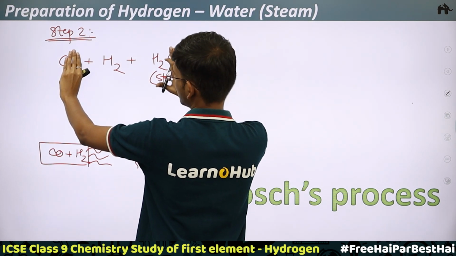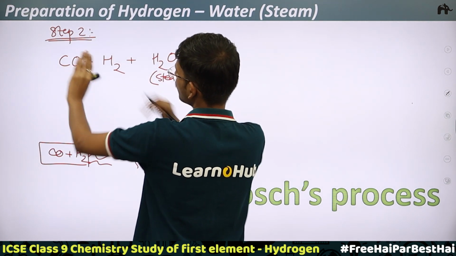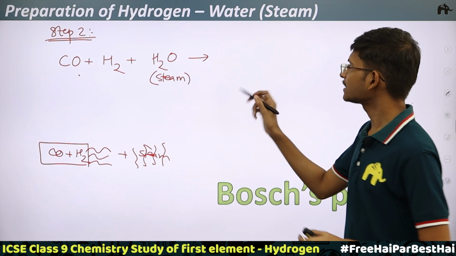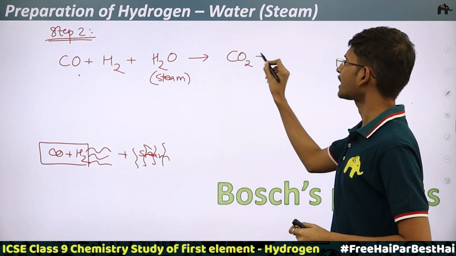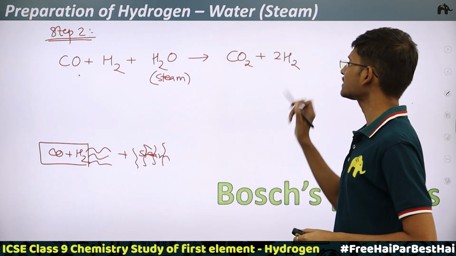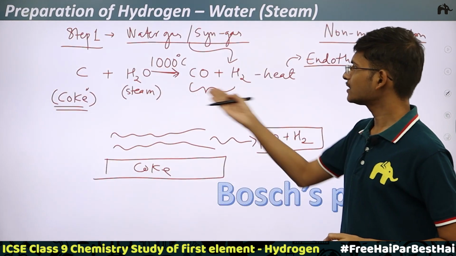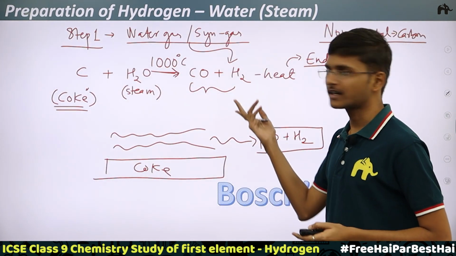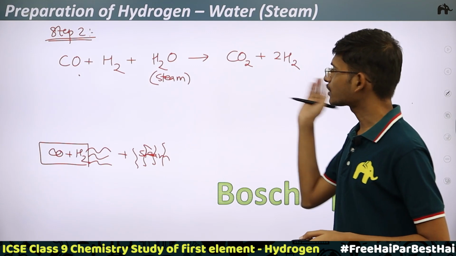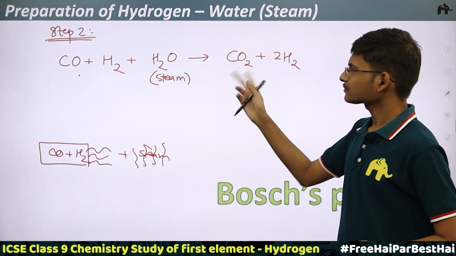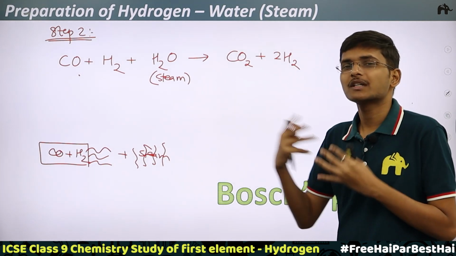So CO2. Then what is remaining? 1H2 and 1H2. So 2 H2s are remaining, right? So CO2 and 2H2. That's it. Okay. Now you can see here in this reaction also no need to balance the reaction. It's already balanced. Here also no need to balance the reaction. It's already balanced. Okay. Now see, I have just told you the trick to remember the products.